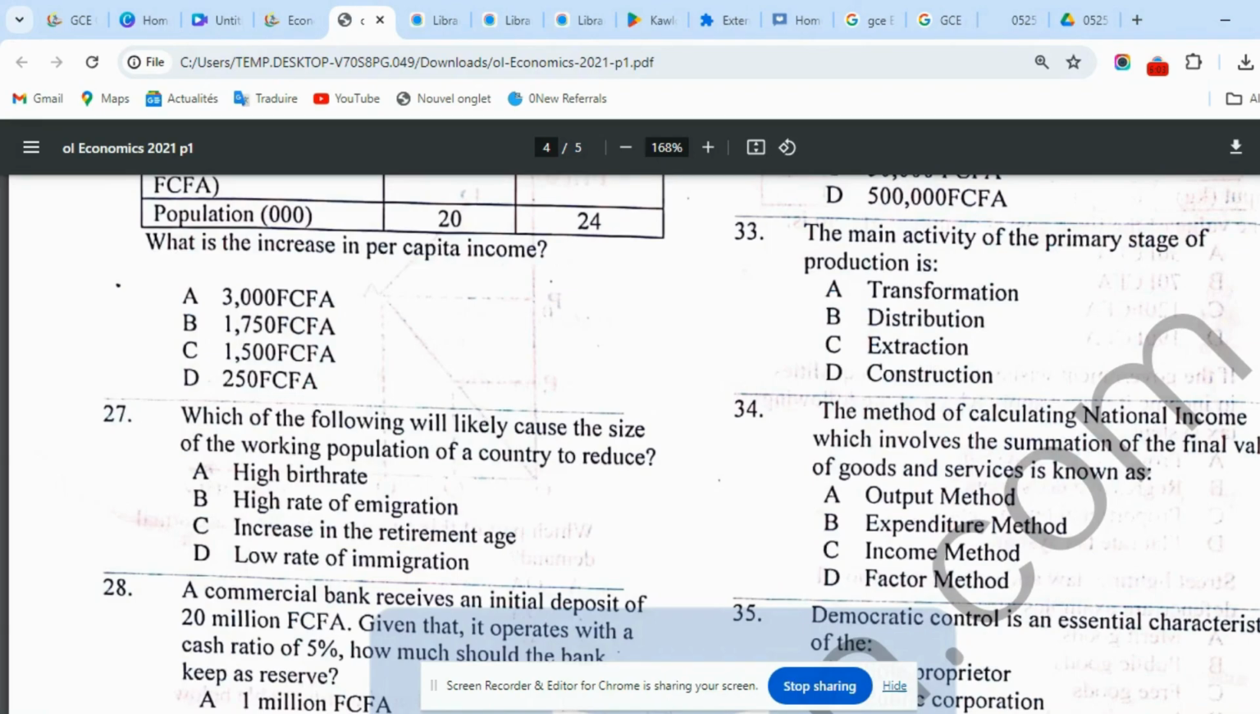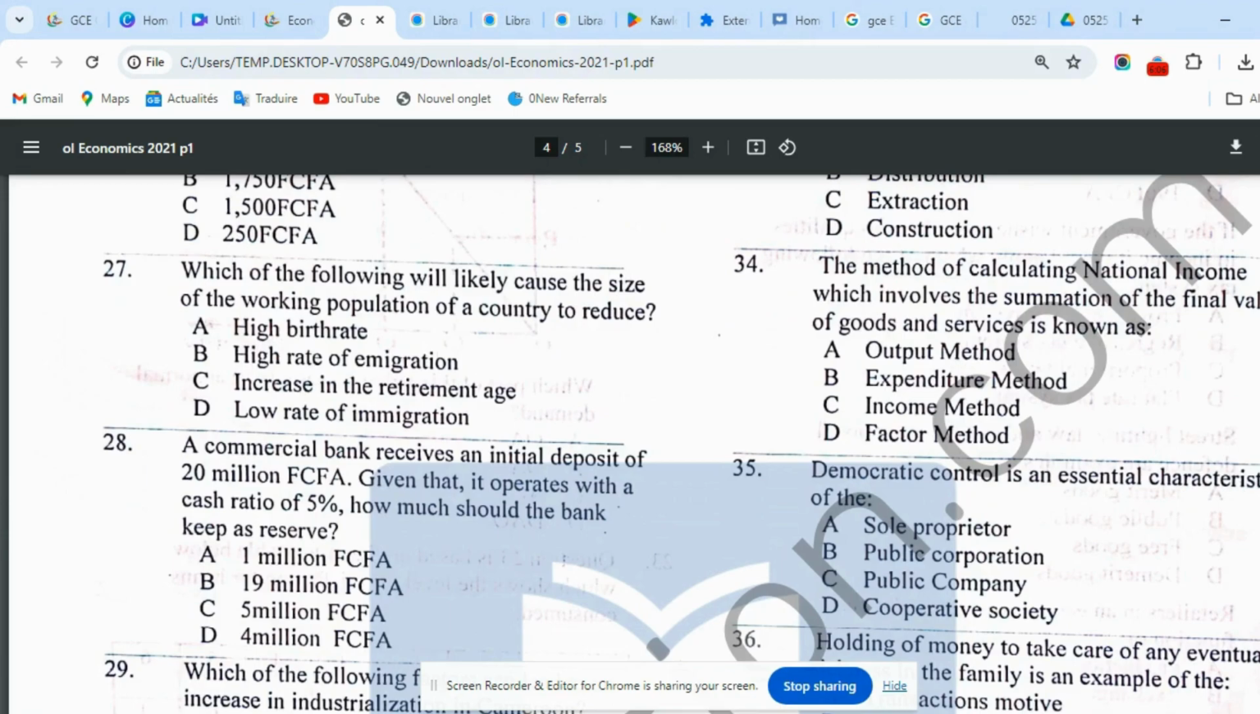Now let's go to 35. Democratic control is an essential characteristic of the A, sole proprietor, B, public corporation, C, public company, D, cooperative society. What do you think is the correct answer for democratic control as an essential characteristic? The answer is A, sole proprietorship. I hope you got it right. Sole proprietorship.